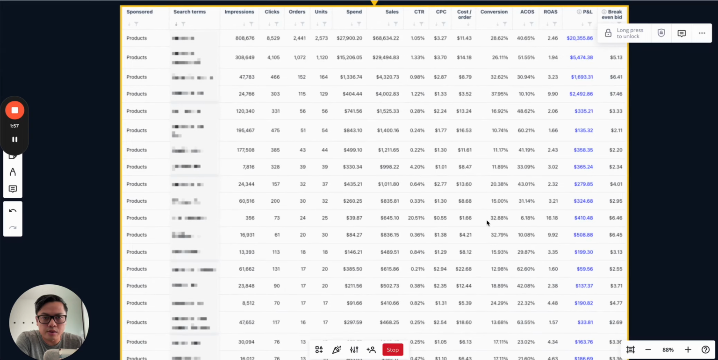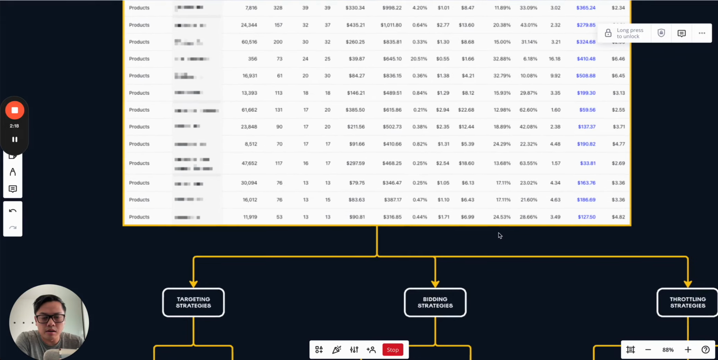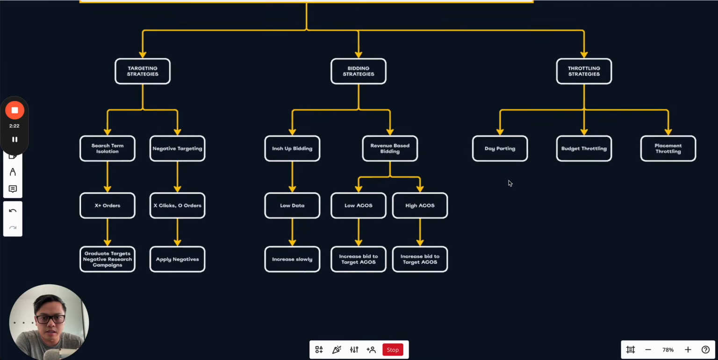Taking a look at this, there's a lot of data here. It's aggregated at the search term level, so there are no repeated search terms here, and all the data is recalculated. The calculated KPIs are based off the raw data, and they're all combined together over a period of time. From here, it really comes down to three strategies.